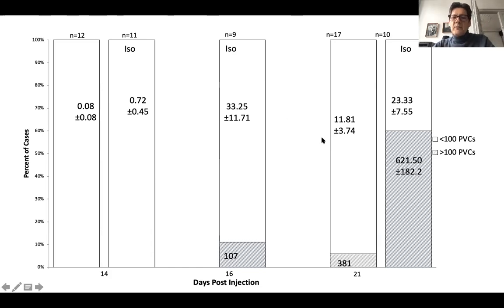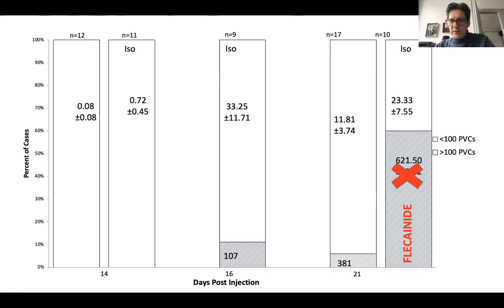These are the types of arrhythmias. I just want you to pay attention to these two columns. At day 21 after tamoxifen in our mice, when we give the mice isoproterenol, 60% of them, 6 out of 10, develop, during the 20 minutes that followed the bolus of isoproterenol, more than 100 PVCs. And the average of extrasystoles during that period was 600 and some. When we did this in control mice, they did not develop the arrhythmias. When we gave them flecainide, we did not get any arrhythmia.